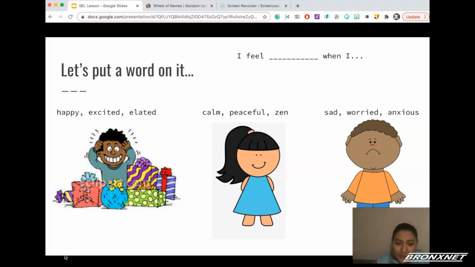The girl in the middle, she seems to be calm. Another word for calm can be peaceful, or here's a new one. Ready? You're going to sound so smart when you go to your parents or your guardian and tell them this word. The word is zen. Say it with me. Zen. Right. Zen means being calm or peaceful.